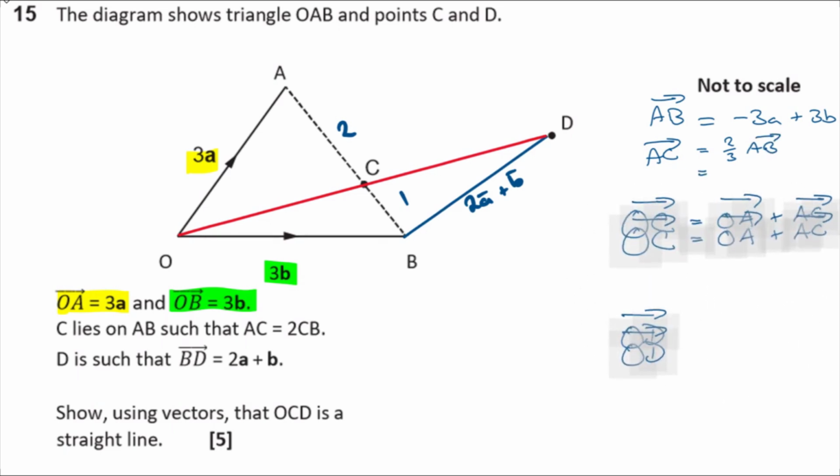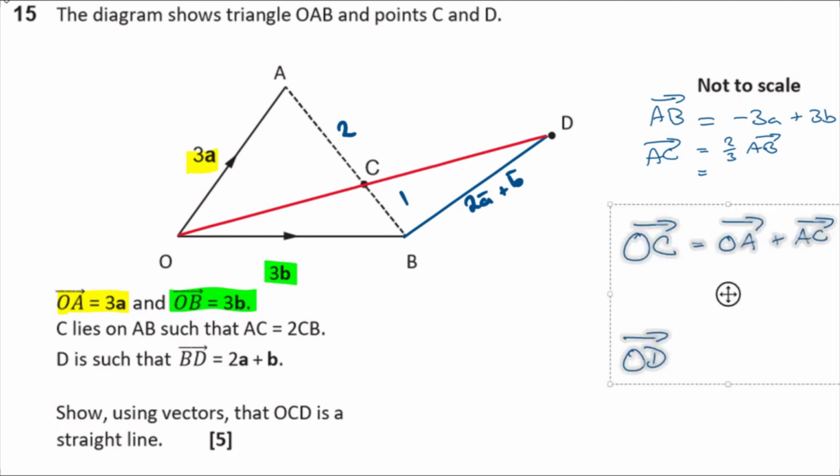Let's just move that down to make a bit more space. So 2/3 of AB, that's 2/3 of minus 3A plus 3B. So if I divide each one of those coefficients by 3 and times it by 2, I'm going to get minus 2A plus 2B, aren't I? Because 2/3 of 3 is 2, and 2/3 of -3 is -2. So I get that. So A to C is minus 2A plus 2B.